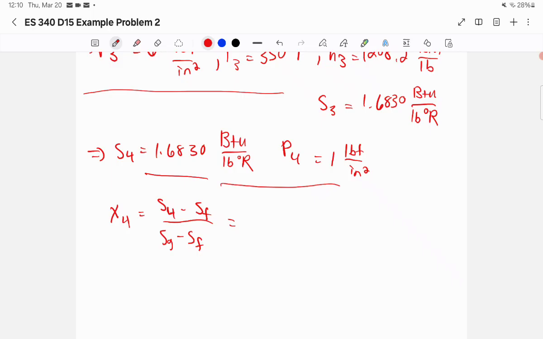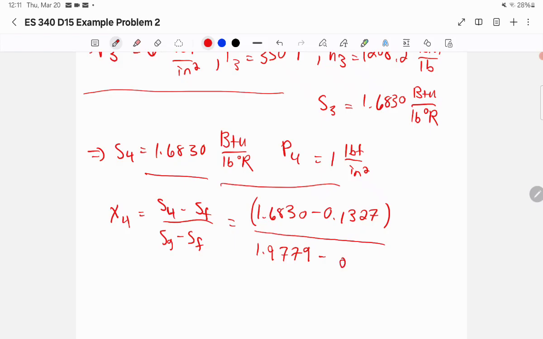And so now I'm going to get 1.6830 minus 0.1327, and that's going to be divided by, again, this is the quality equation. You should know that at this point. 1.9779, that's my SG, minus 0.1327, and I get something like 0.84.